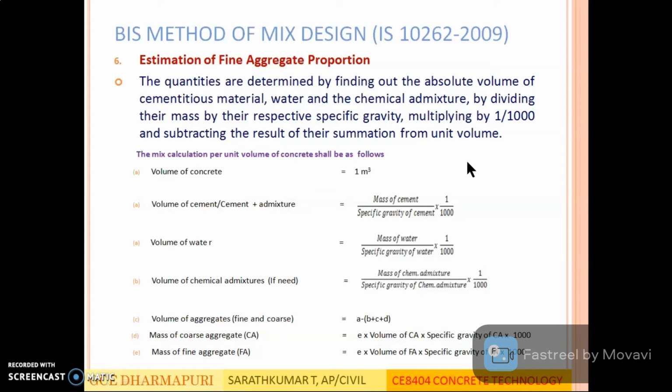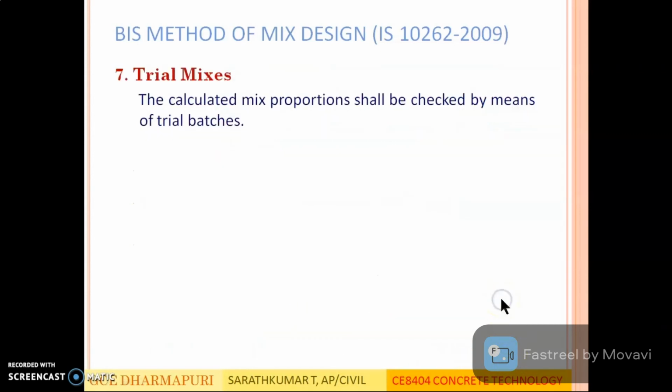Once you know the total volume of aggregates, you can calculate the mass of coarse aggregate using the formula. The mass of coarse aggregate is the volume of total aggregates multiplied by the volume of coarse aggregate proportion that we calculated in step 5, multiplied by the specific gravity of coarse aggregate, multiplied by 1000. Similarly, the mass of fine aggregate is the volume of total aggregate multiplied by the volume of fine aggregate proportion, multiplied by the specific gravity of fine aggregate, multiplied by 1000. So this is the 6th step.